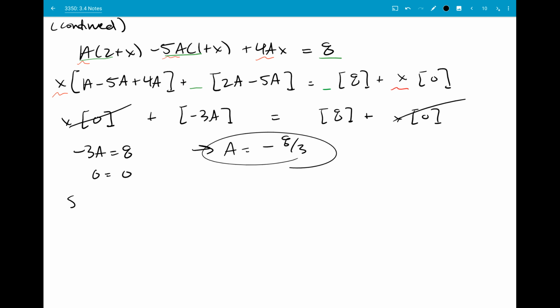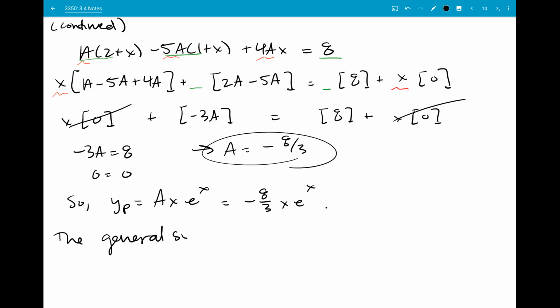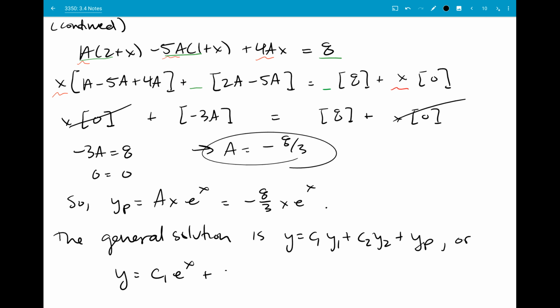And so my y sub p, which was equal to ax e to the x, is actually just going to be minus 8 over 3 x e to the x. And then the general solution is y equal to c1 y1 plus c2 y2 plus y sub p, or y equal to c1 e to the x plus c2, I think e to the 4x. Yep. Minus 8 over 3x e to the x.